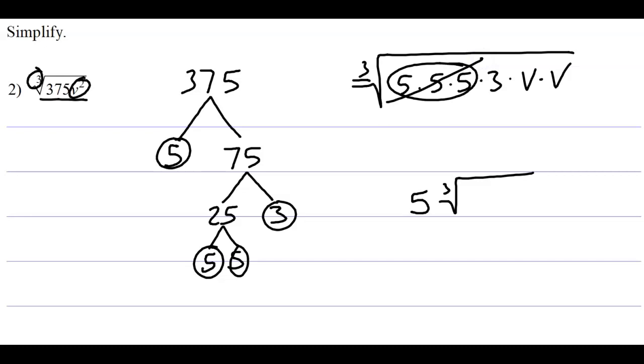Okay? Now, there's nothing else in here, though, that can come out. I don't have enough things in here that are being multiplied by themselves 3 times. So if nothing else comes out, you just multiply what's left in there together. And that pretty much will give you your answer.